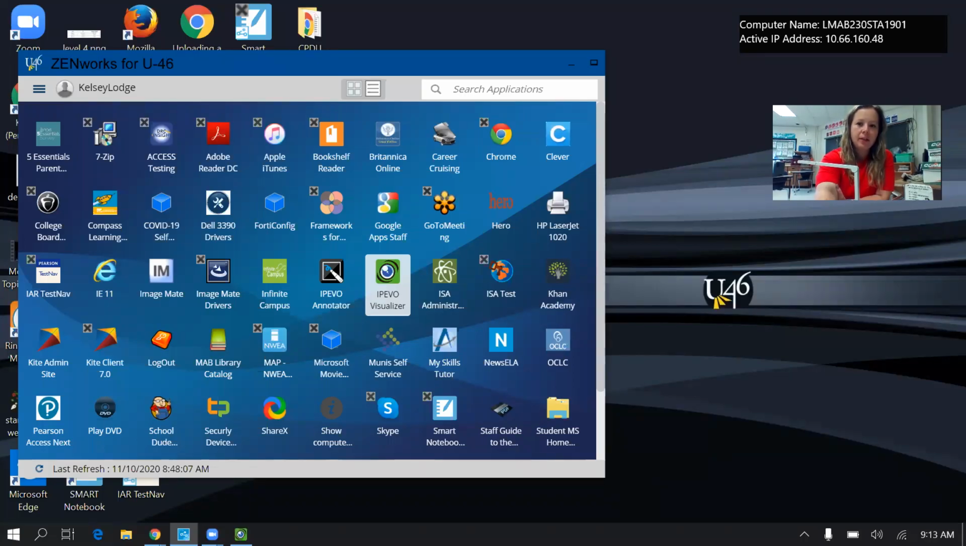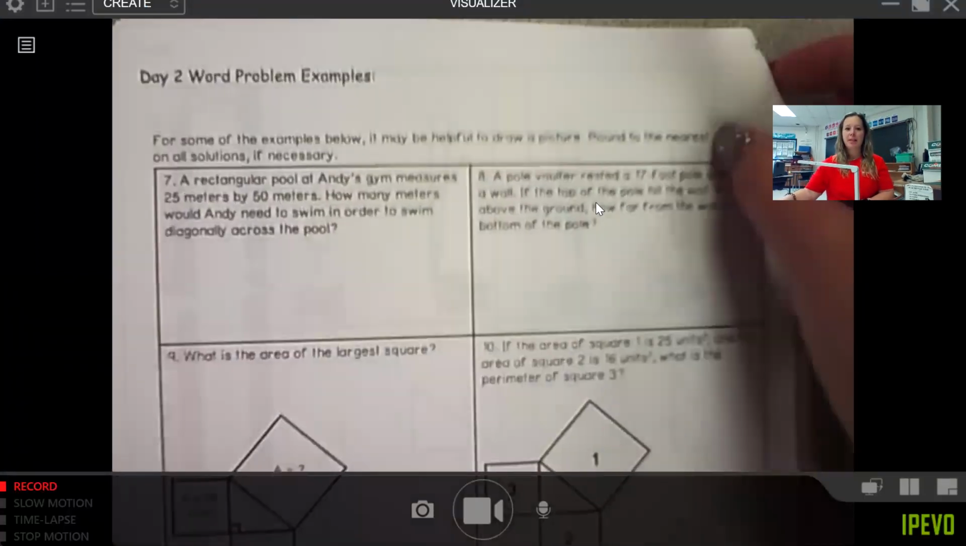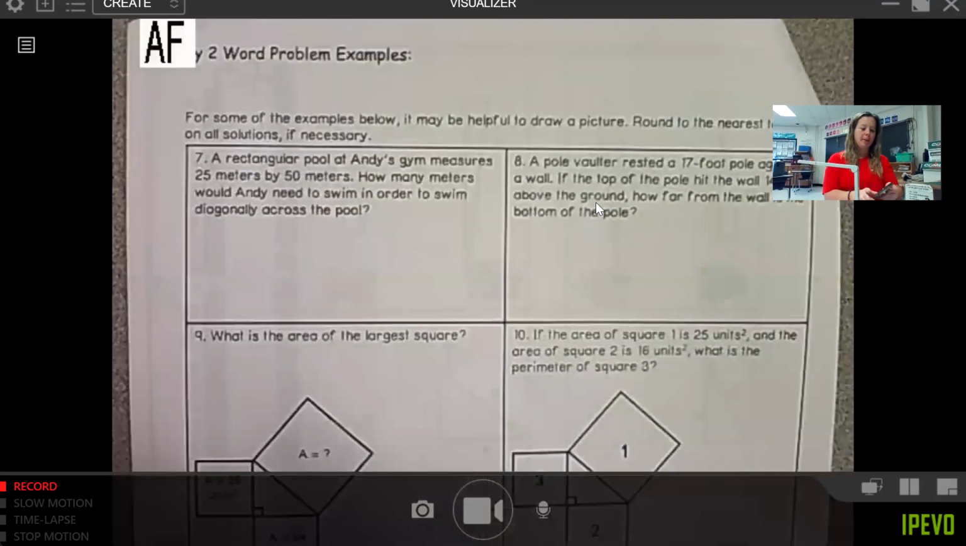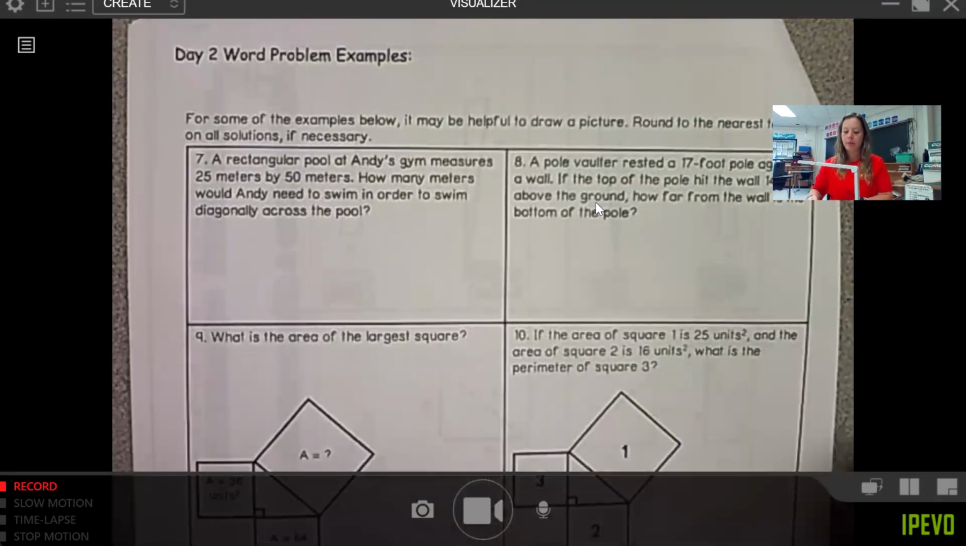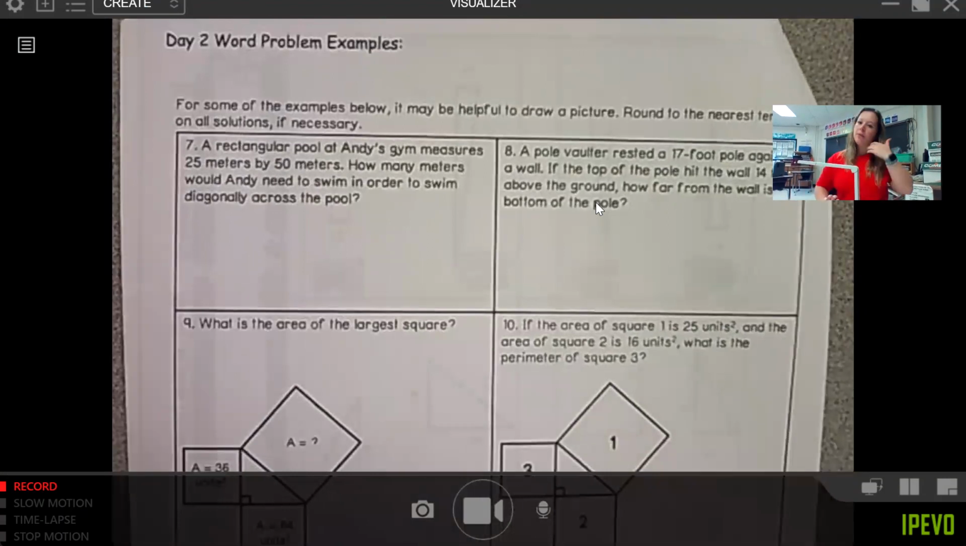Hello, everyone. We will be doing day 2 word problem examples, so we'll be on page 5. We are in packet number 4, Pythagorean theorem. We'll be doing 4 word problems, and then you guys will get started on the homework, which will be page 6. So we're going to jump right into it.